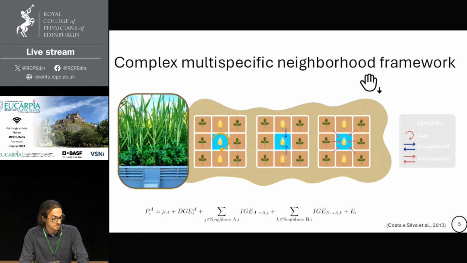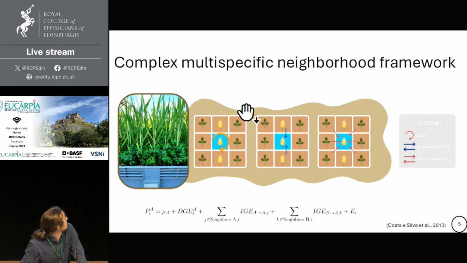As previously, I showed you that there was only one IGE for intraspecific and interspecific, but in this case, there will be a lot more interactions. So we will have the DGE, which is the effect of the focal plant genotype on itself, the classical way. The interspecific IGE will be 2, as we are working on the other neighbors. And we will have 2 intraspecific IGE that affect every focal plant. And also on the interspecific aspect, we will have 6 IGE that affect every plant from each species.